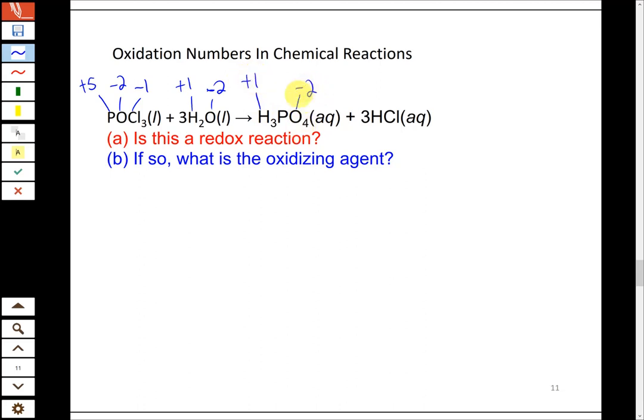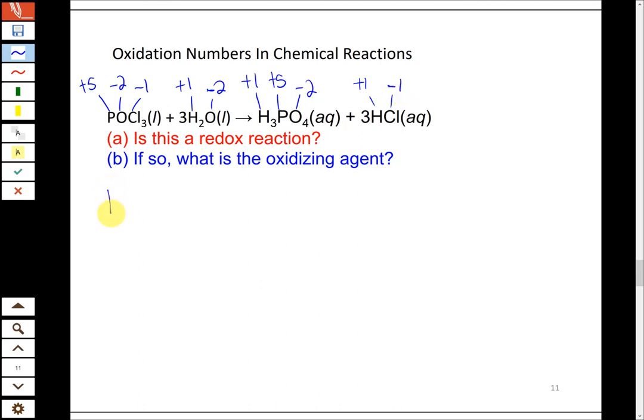So we have 4 -2s, 3 +1s. That's a total of -5. We saw that phosphorus had to be +5 for that to work. And then for HCl, just two things bonded to each other, covalent compound, hydrogen +1, chlorine -1. They almost always follow those rules. So those are the oxidation numbers.